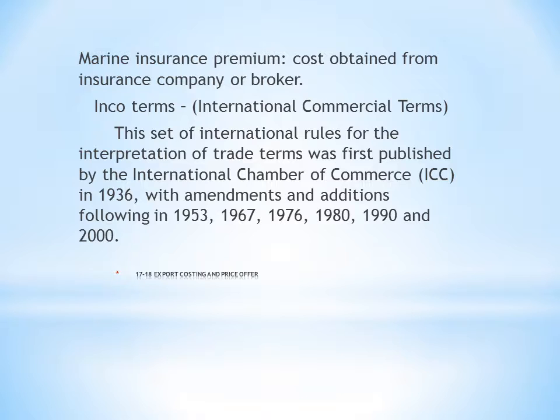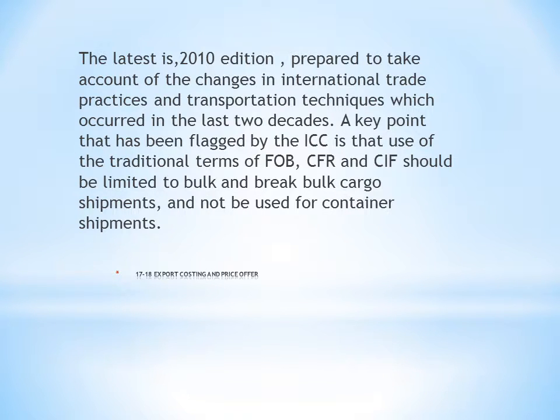Incoterms, International Commercial Terms. The set of international rules for the interpretation of trade terms was first published by the International Chamber of Commerce, ICC, in 1936 with amendments and additions following in 1953, 1967, 1976, 1980, 1990, 2000 and 2010. The latest is the 2010 edition, prepared to take account of the changes in international trade practices and transportation techniques which occurred in the last 2 decades.